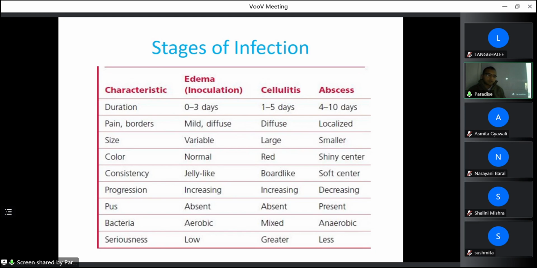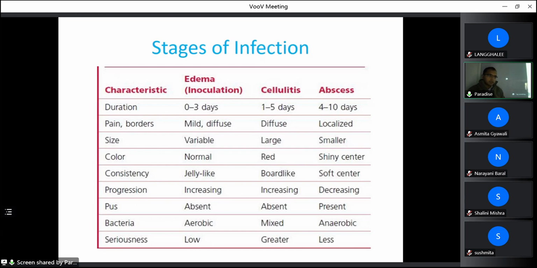So it is started by aerobic bacteria. Later, once it reaches the deeper structure, there is hypoxia. The oxygen is not there. In such environment, the aerobic bacteria could not grow. So there will be growth of anaerobic bacteria. Seriousness is low in case of inoculation stage. It is greater in cellulitis, and it is again less in case of abscess.